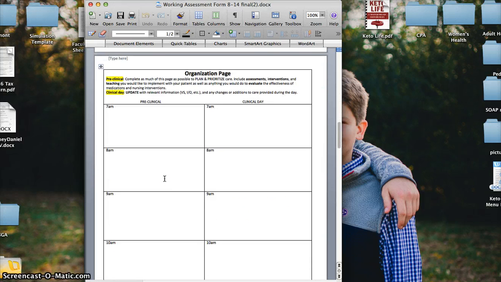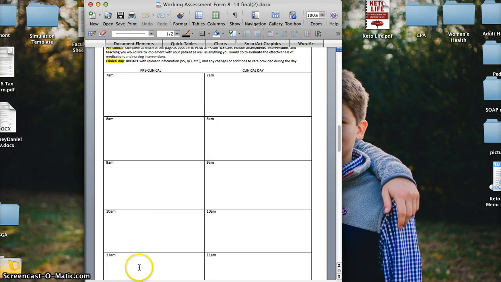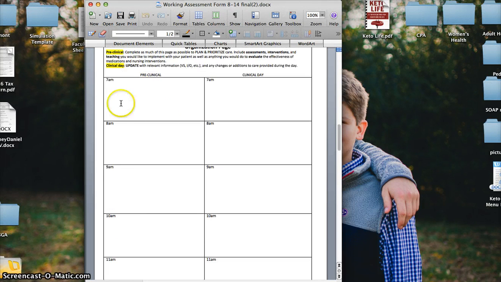The second page is an organizational sheet. This side needs to be done prior to coming to clinical. This is their plan. It won't be very in-depth, just their plan throughout the day. And then as I explained to them this week, this should be done during clinical, and it's going to be exactly what they did and what they found and how they intervened and things like that.